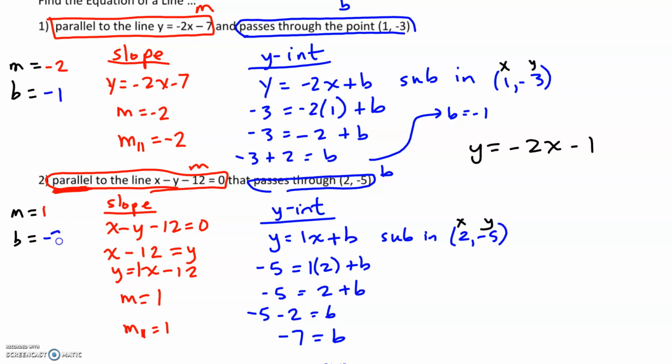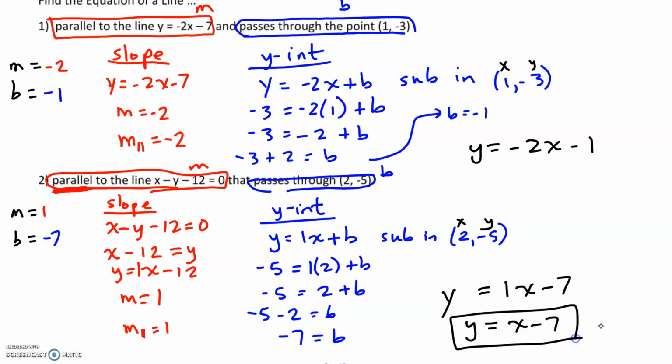So I have my b value, and now I just have to write my equation. So y equals 1x minus 7, which we know is the same as y equals x minus 7. Okay, we're done. Let's move to the examples on the back.